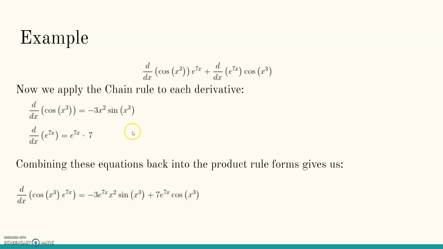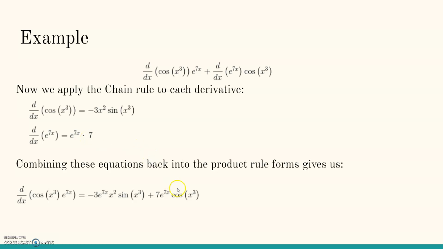You're going to do the derivative of the cosine, which is negative sine x to the third, and then the derivative of the inside function x to the third, which is 3x squared right there. The negative comes with the sine. Same thing for e to the 7x: the derivative of e to the anything is e to that, multiplied by the derivative of the exponent, which would be 7 in this case.